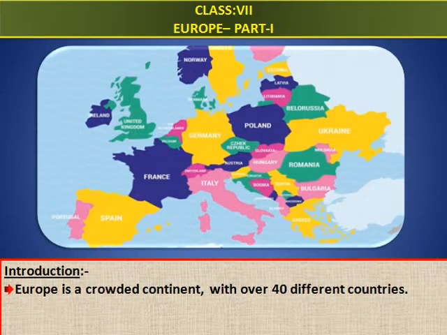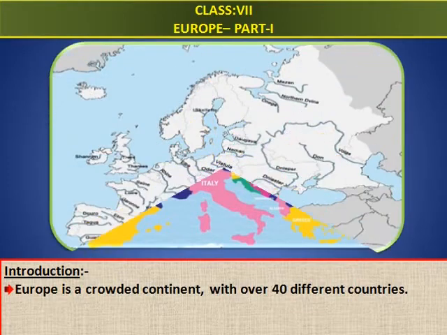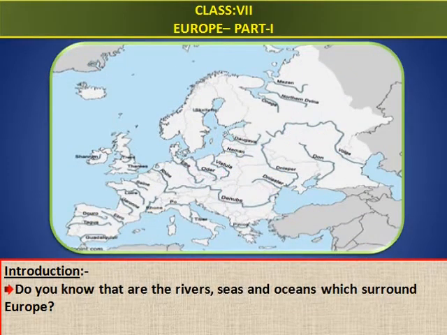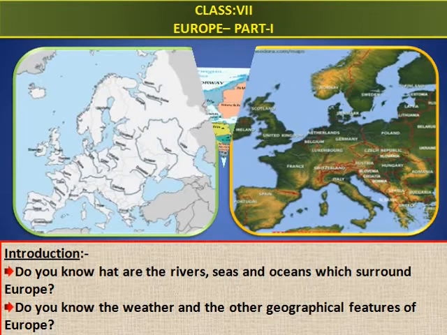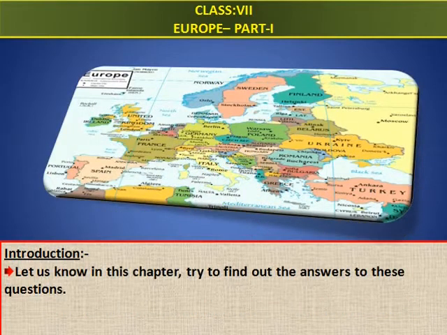Children, do you know what the rivers, seas and oceans are which surround Europe? And do you know the weather and the other geographical features of Europe? Let us know in this chapter. Try to find out the answers to these questions.